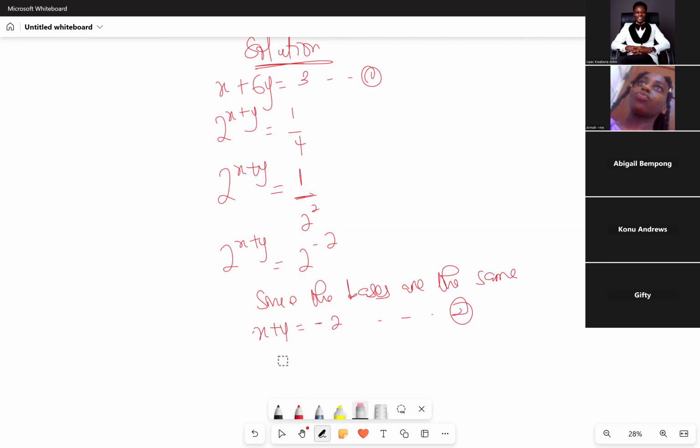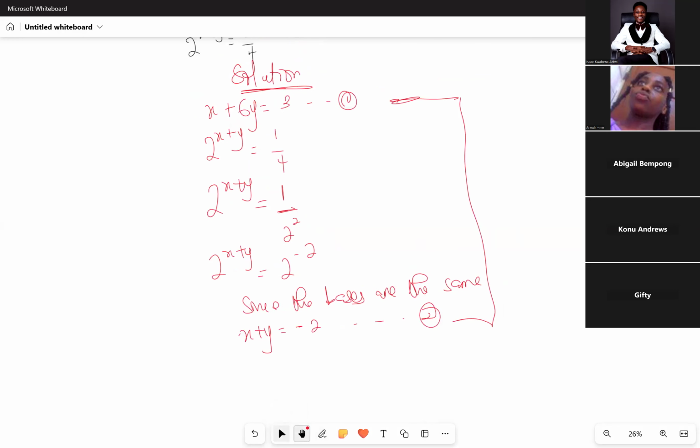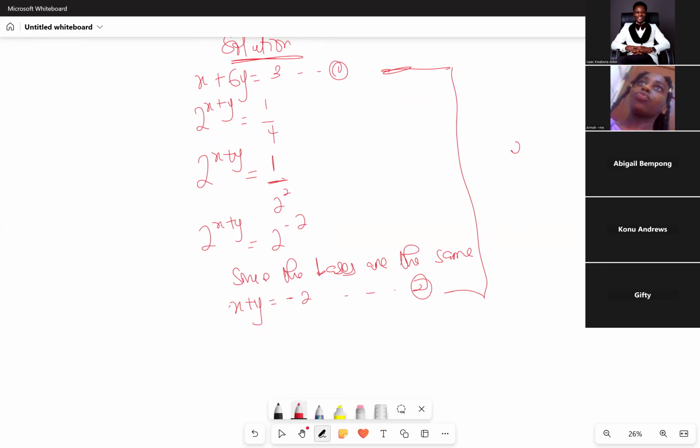Now, how do we solve the simultaneous equations? Okay, so you have two different equations. Be looking at them. How do we solve this? To solve simultaneous equations, we have two methods. One of the methods is elimination. Then another method is called substitution. So we have the elimination method and the substitution method.